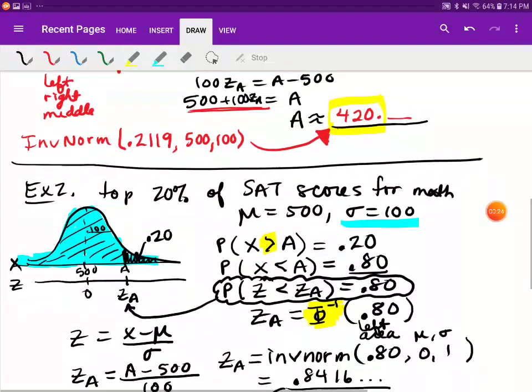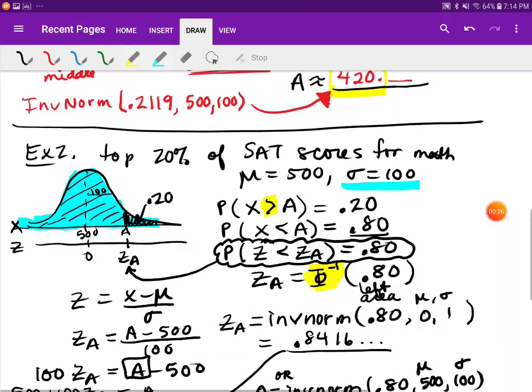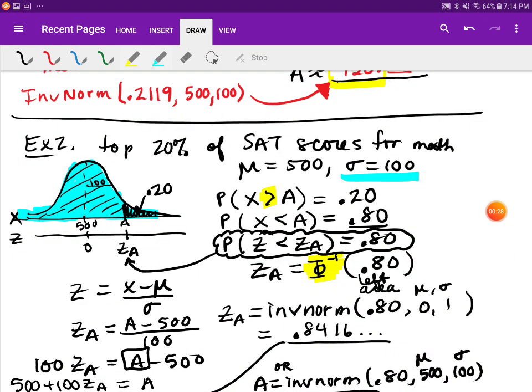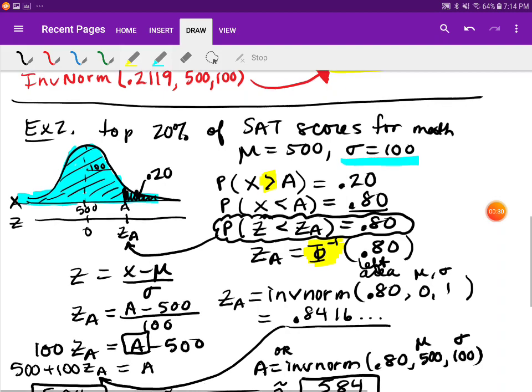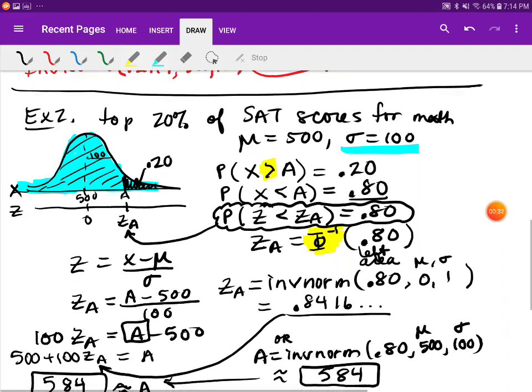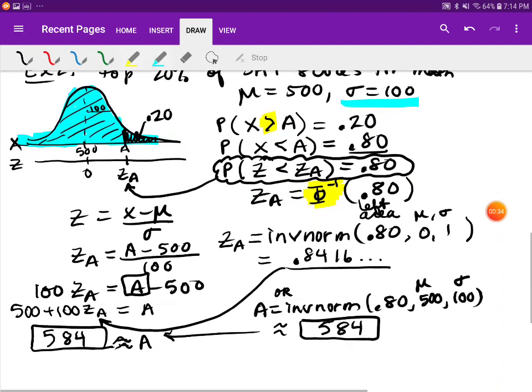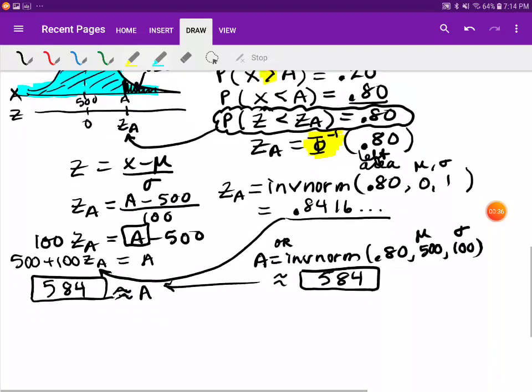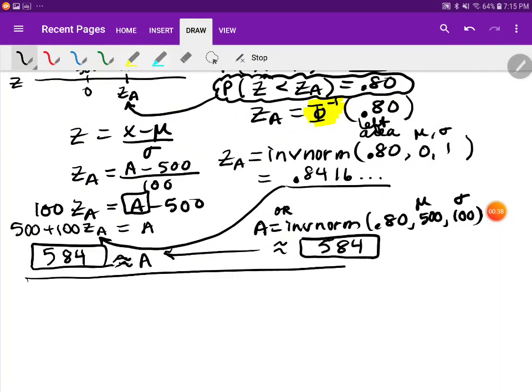Example number 2, if you wanted to know the top 20% and you're looking for the cutoff value, we said we had to do the area to the left, and we used all our official notation. So this is example 3, and this is one where we wouldn't have been able to use the calculator directly.